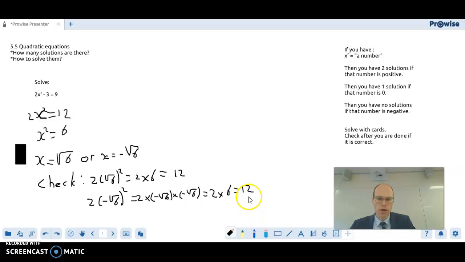Hey, it works! Excellent. This is how you solve these equations with cards. And be sure to check it.